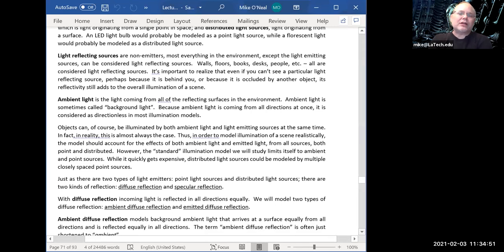So then we need to start talking about what kind of reflections we get. There's one kind of reflection called diffuse reflection. But we're going to start by defining what ambient light is.